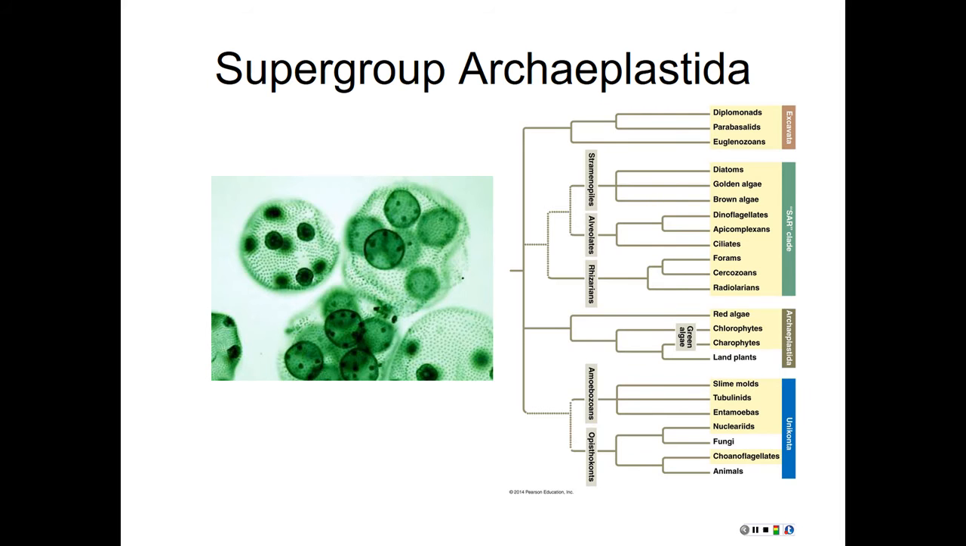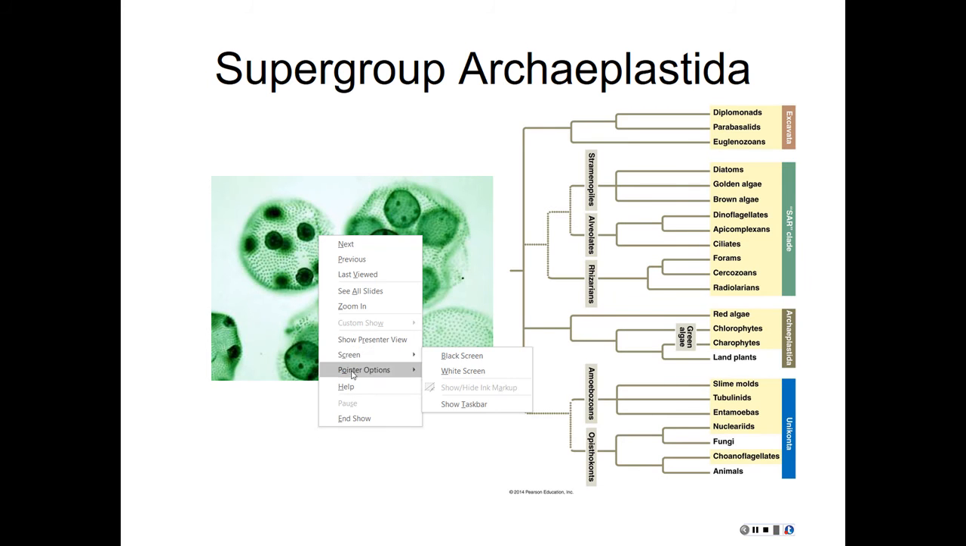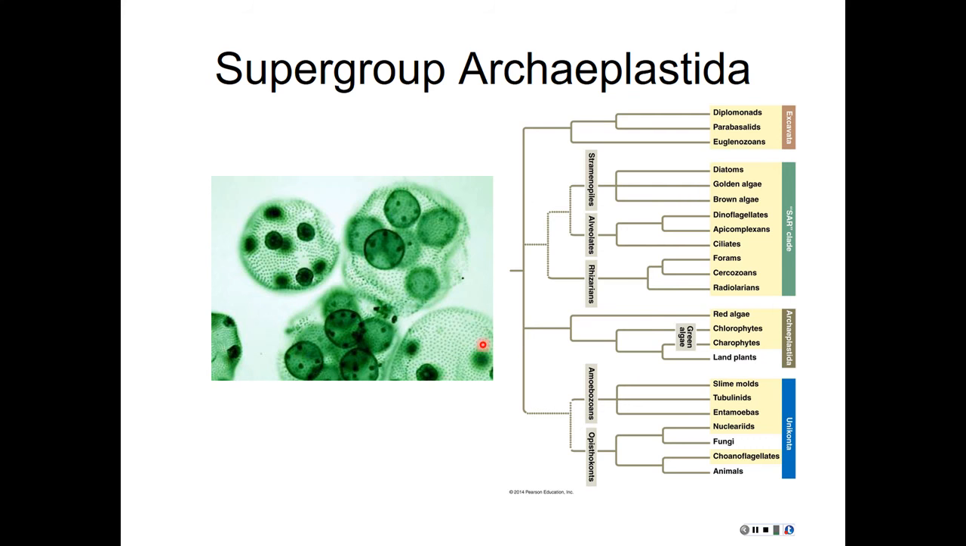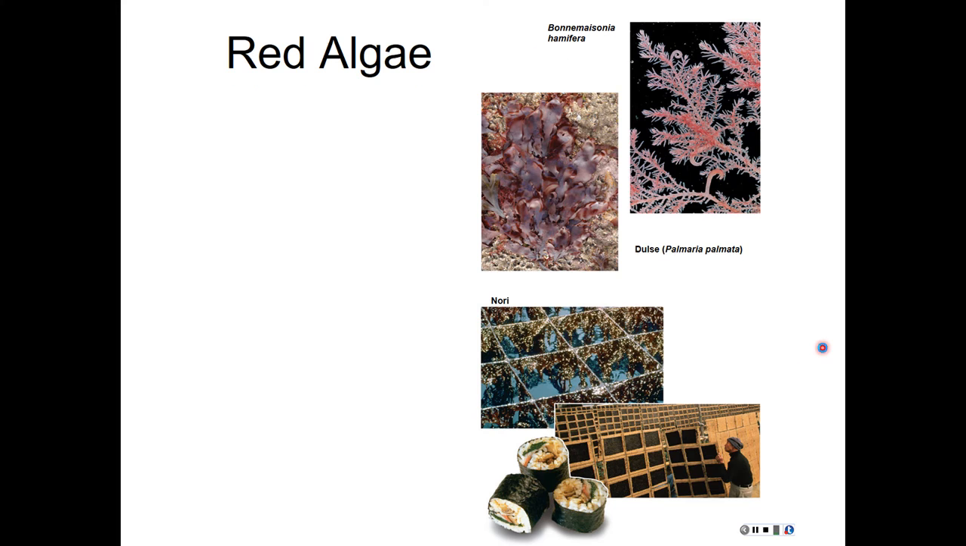Archaeplastida. So let's see. Let me get so you can actually hopefully see this. Okay. So here's our Archaeplastida here, and there are a couple different groups of protists, the red algae and the green algae, and then this group also includes the land plants. But we will not be talking about the land plants in this chapter. They are going to get their own chapter all to themselves later on. So let's talk about some red algae.